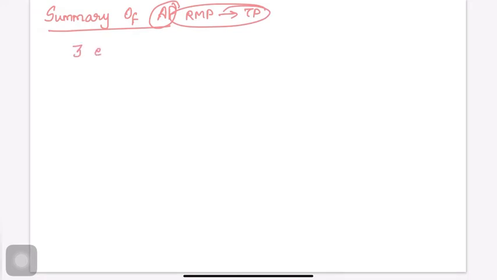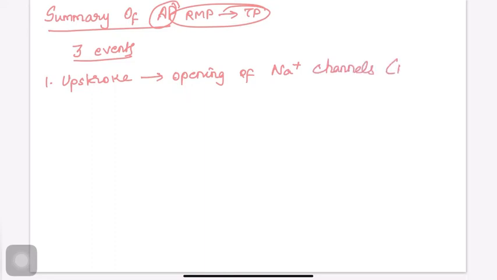Action potential is nothing but a series of changes in membrane potential once the resting membrane potential reaches the threshold potential. What are the three events of action potential? First is upstroke. Upstroke is due to opening of voltage gated sodium channels. It causes depolarization, so the membrane potential becomes more positive.